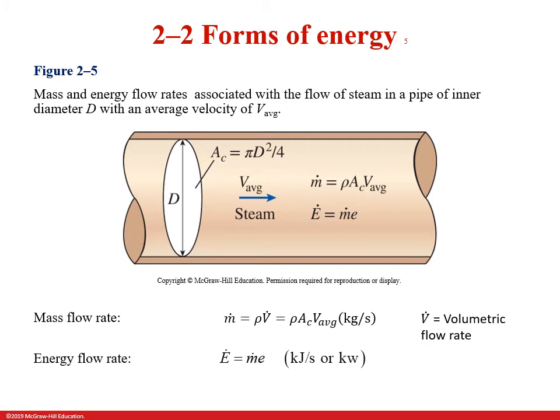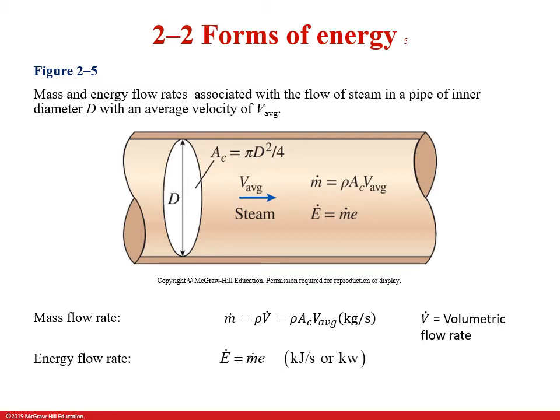Okay, let's look at some forms of energy with respect to flow rate. So you just saw the equations in the last video that talked about energy flow rate, and this typically applies to an open system. If you look at this, this is a pipe, and this is the cross-sectional area of the pipe, which can be calculated by pi d squared over 4. So you have the pipe diameter, and you have a certain average velocity of steam going through this pipe.